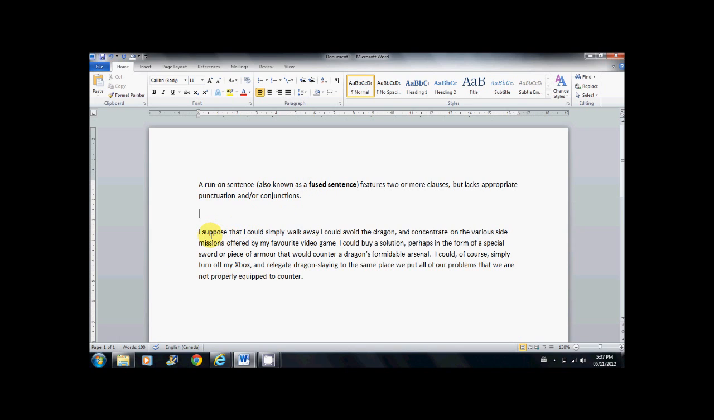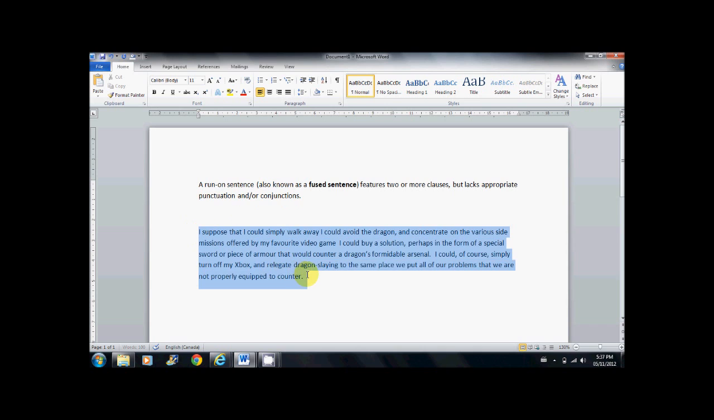I suppose that I could simply walk away, I could avoid the dragon and concentrate on various side missions offered by my favorite video game. I could buy a solution, perhaps in the form of a special sword or piece of armor that would counter a dragon's formidable arsenal. I could, of course, simply turn off my Xbox and relegate dragon slaying to the same place we put all of our problems that we are not properly equipped to counter.